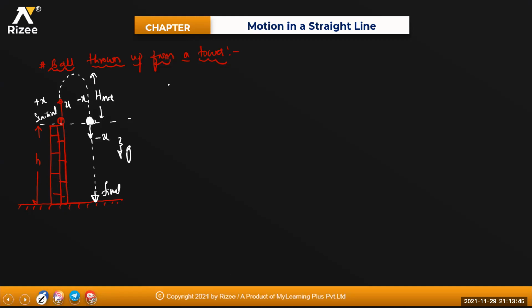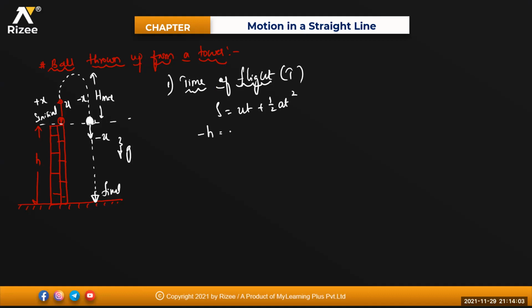Clear? And if I'm talking about time of flight, represented by capital T, I can use the relation S is equal to ut plus half of a into t square. Displacement is minus h, that is equal to u into t. Acceleration due to gravity is negative, minus half into g t square.